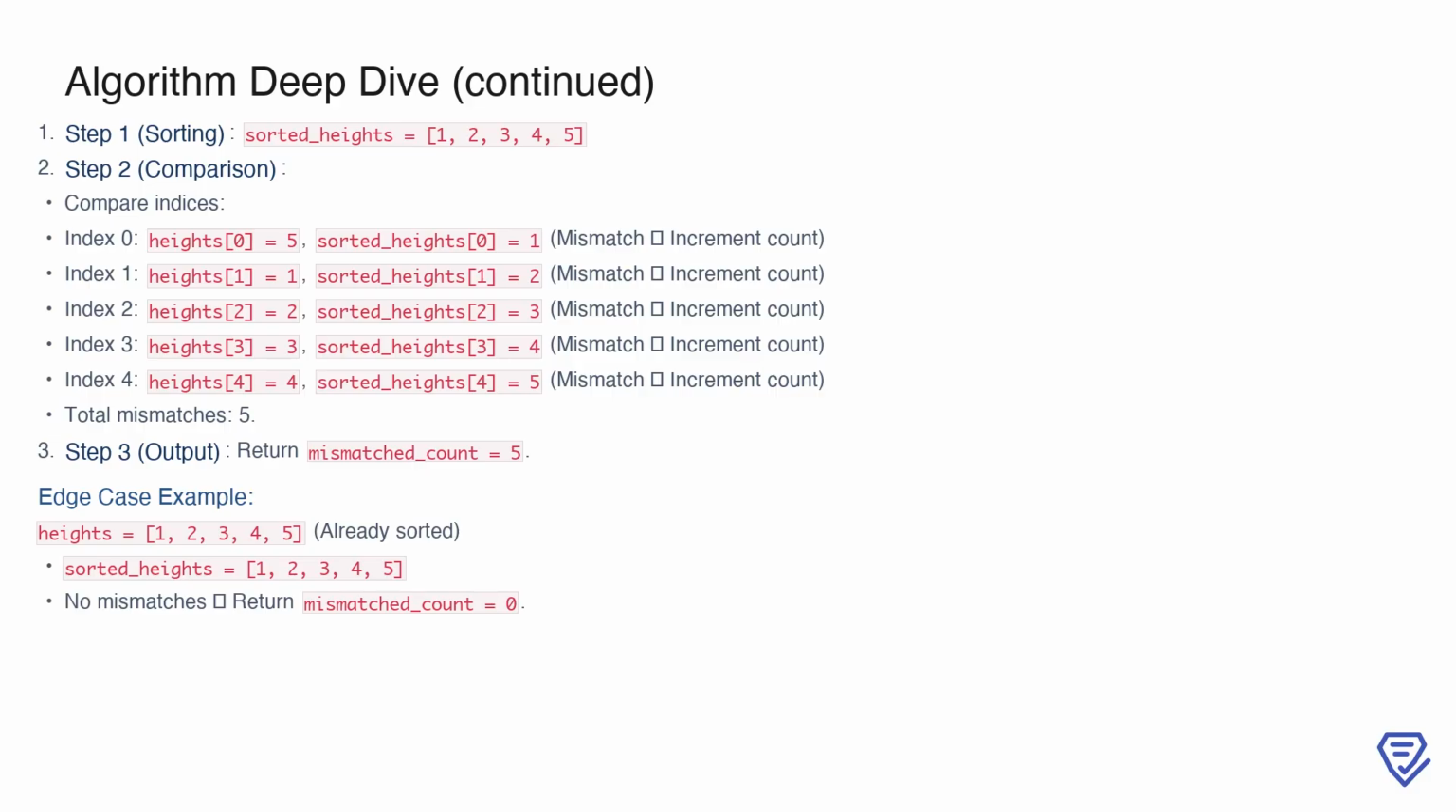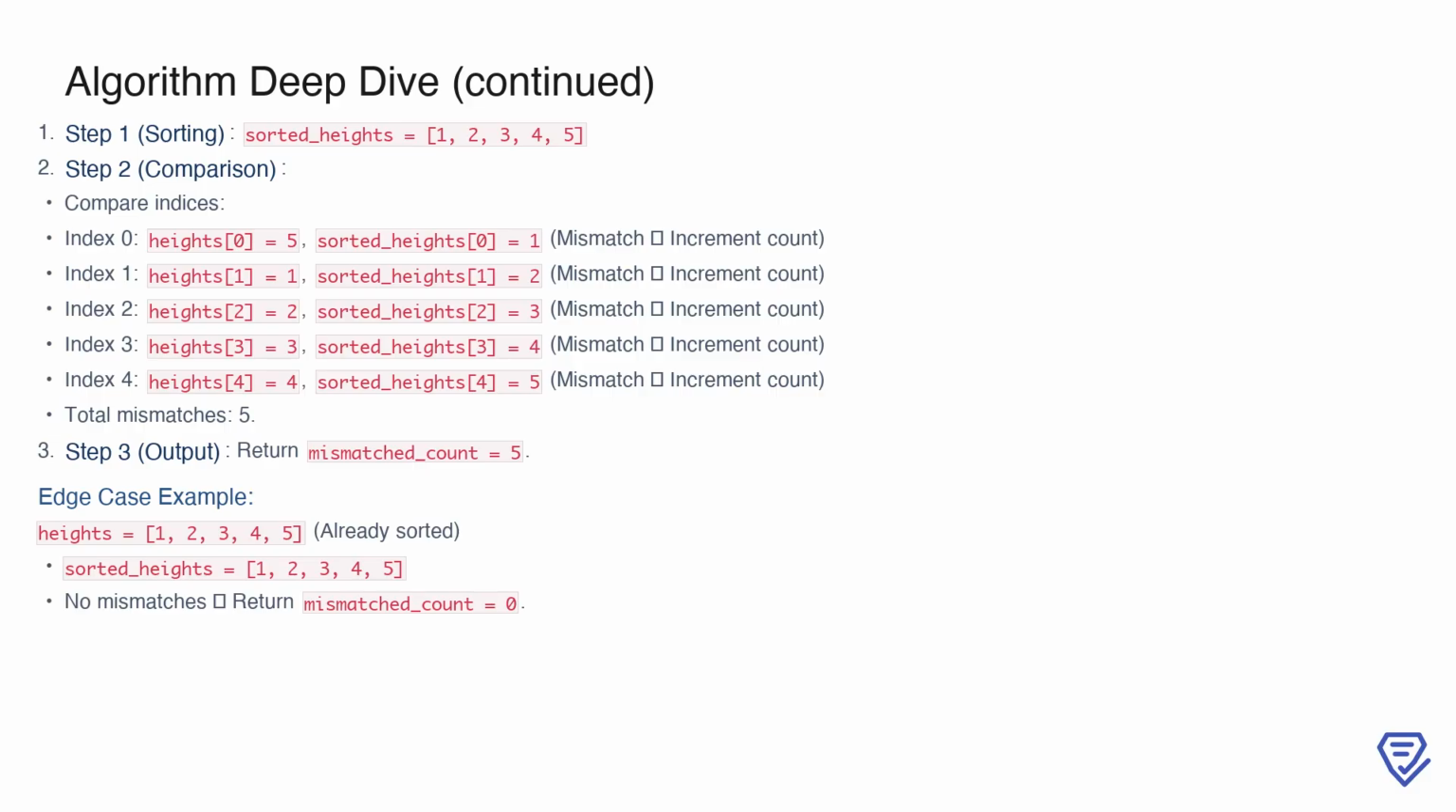Next, we compare the two arrays index by index. At index 0, the original value is 5, but the sorted value is 1, so we increment the mismatch count. At index 1, the original value is 1, but the sorted value is 2, so we increment the count again. This process continues for all indices, with mismatches at every position. By the end of the comparison, we have a total mismatch count of 5. Therefore, the algorithm returns mismatched_count equals 5.